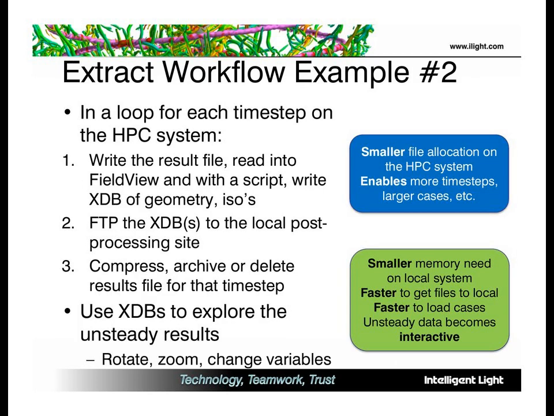So now that I've talked about that issue, let's look at another example, and this one is particularly the unsteady case. So in a loop, for each time step on the HPC system, write the result file, read it into FieldView, and with a script, write the XDBs that you want: geometries, isosurfaces, particle traces, whatever. Then FTP the XDBs to the local post-processing site. It might even be just another disk system within the cluster. It might be a post-processing node, or it might be your desktop. And in the same loop, compress, archive, or delete the results file for that time step.